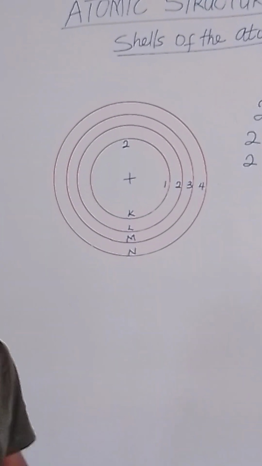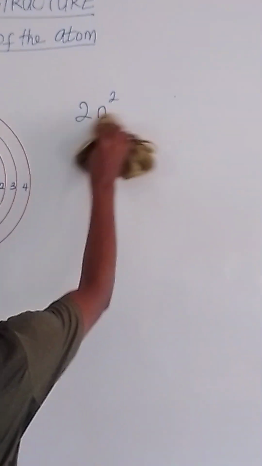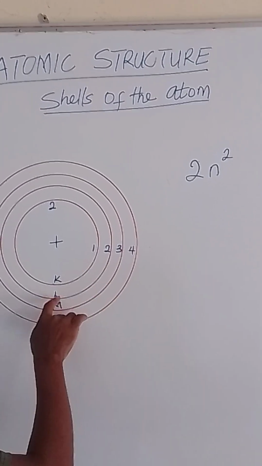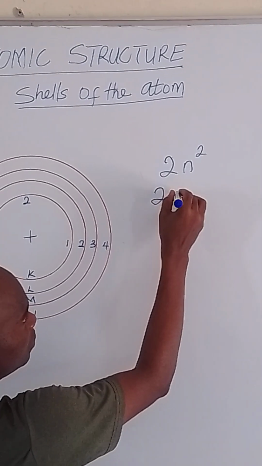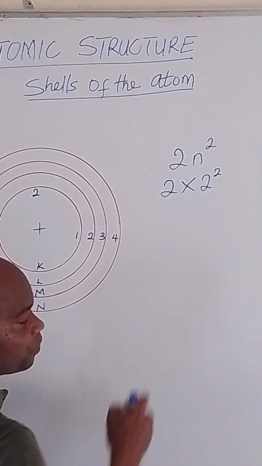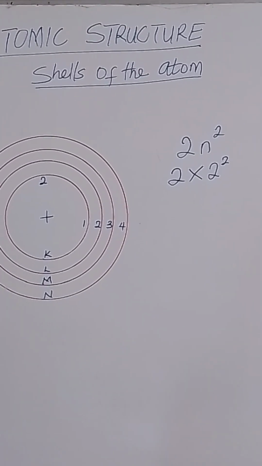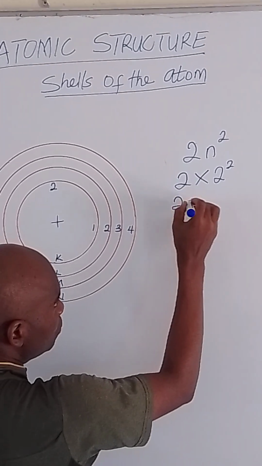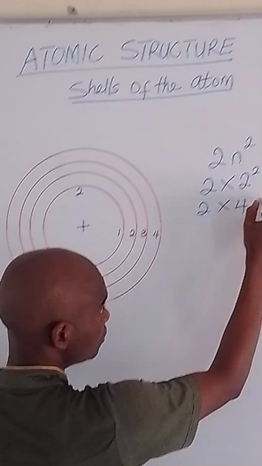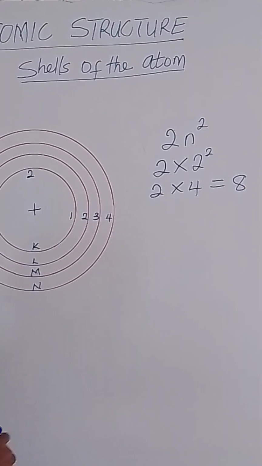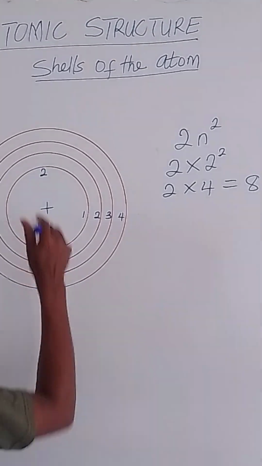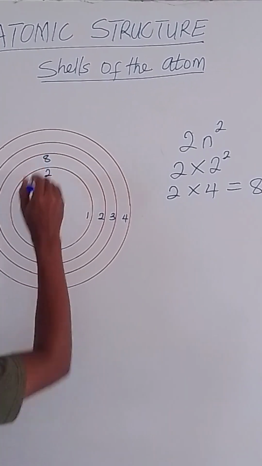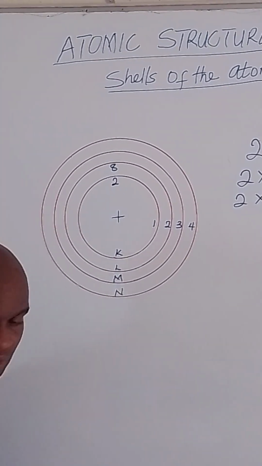Let's see what will happen for the L shell. The principal quantum number, or energy level, of L shell is 2. So if we substitute, that will give us 2 times 2 squared. 2 squared is 2 times 2, which gives us 4. So that will give us 2 times 4, and 2 times 4 is 8. So the maximum number of electrons that can enter into the L shell is 8.